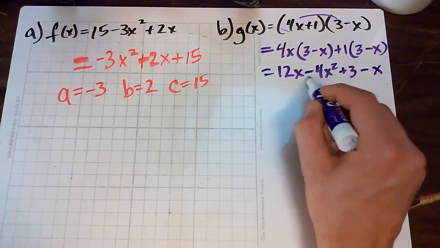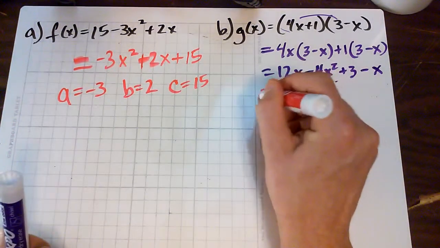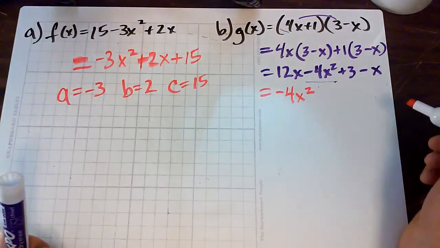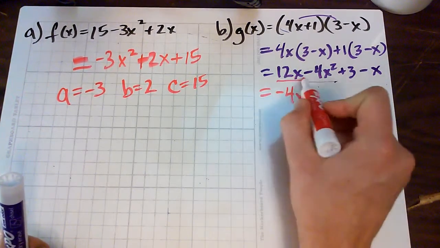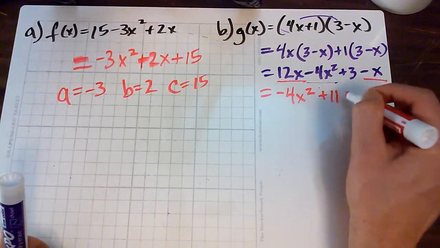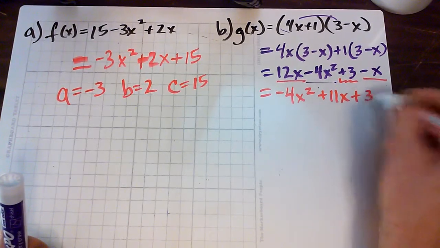So I see the x squared here, so let's do that one first. My first term is negative 4x squared. And then I will go ahead and put my x terms together. 12 minus 1 would be a positive 11. And then the last term is this constant here, 3.